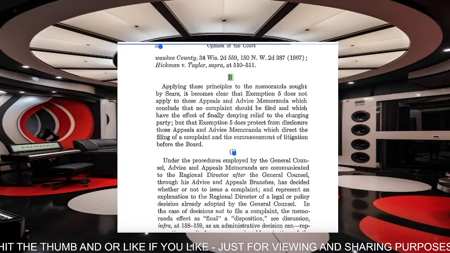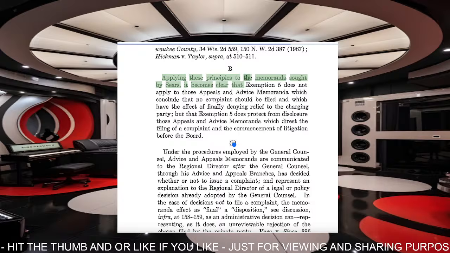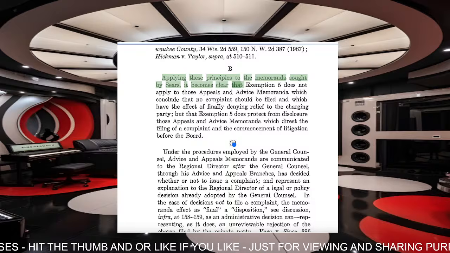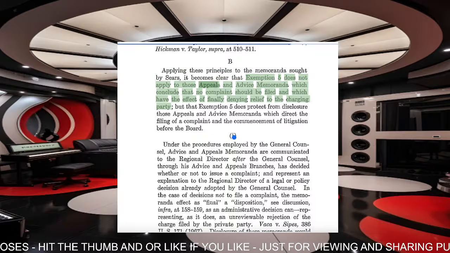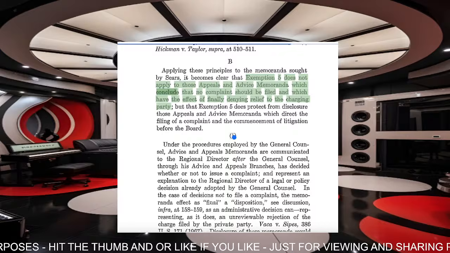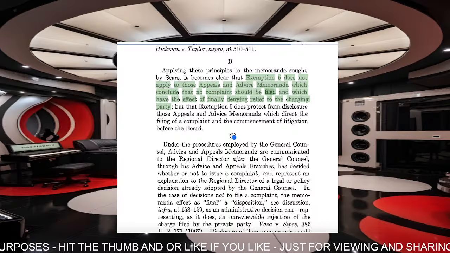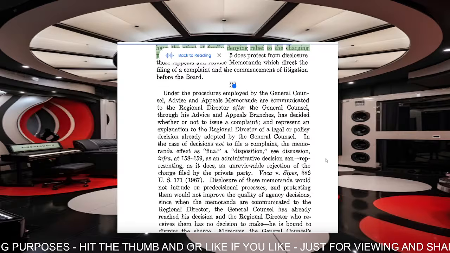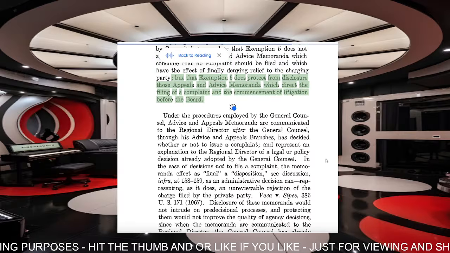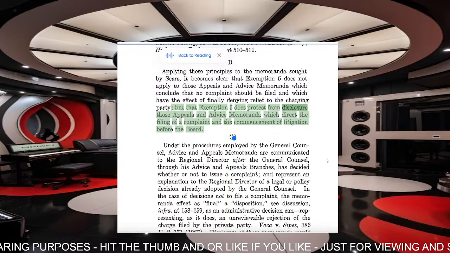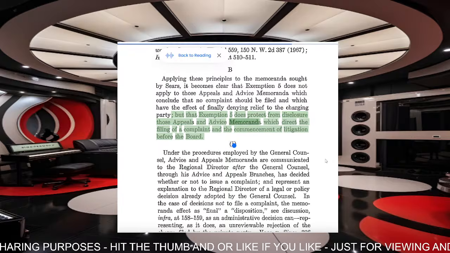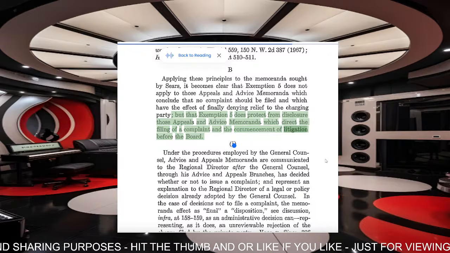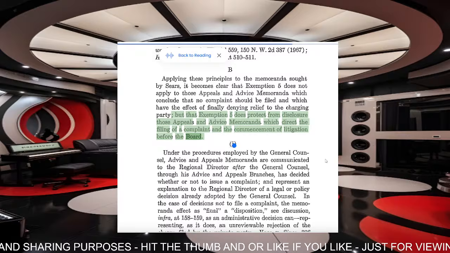B. Applying these principles to the memoranda sought by Sears, it becomes clear that Exemption 5 does not apply to those appeals and advice memoranda which conclude that no complaint should be filed and which have the effect of finally denying relief to the charging party. But that Exemption 5 does protect from disclosure those appeals and advice memoranda which direct the filing of a complaint and the commencement of litigation before the board.